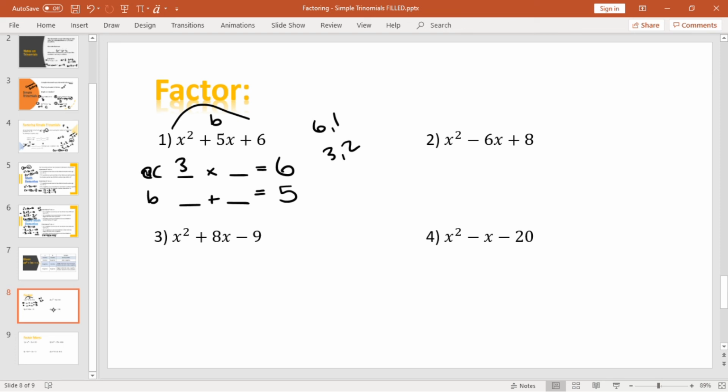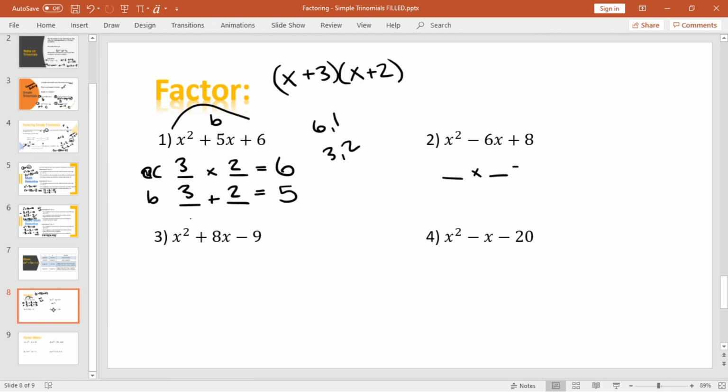There you go. B was positive, so I know that they're all going to be positive, and the answer for this one will be x plus 3, x plus 2. So notice I'm taking whatever I put into these blanks, and that goes into my factored form. All right, let's look at number 2.